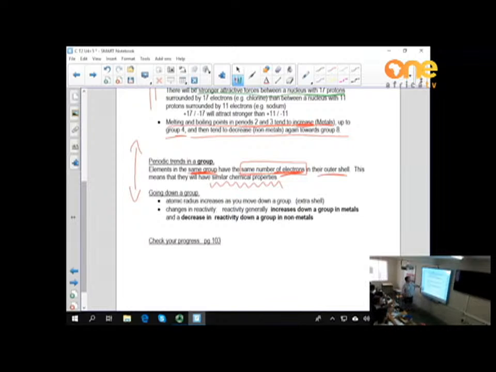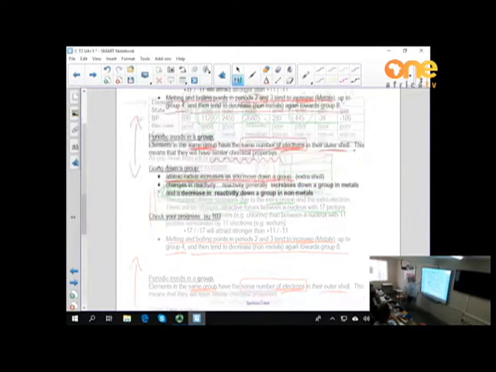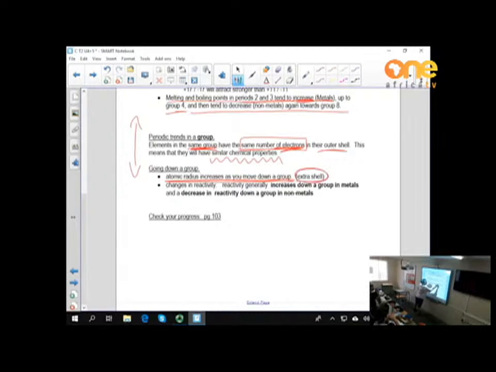Okay. When we go down a group, the atomic radius increases as you move down a group. Who can explain that? Why will the atoms become bigger as we go down with each period? There's an extra shell of electrons. Okay, so that is why the atomic radius will increase as we move down a group. So if I go back to my periodic table, what will I draw over here? Atomic radius will increase as we go from top to bottom. All right. So, why does the radius increase? There is an extra shell of electrons. It's as simple as that.